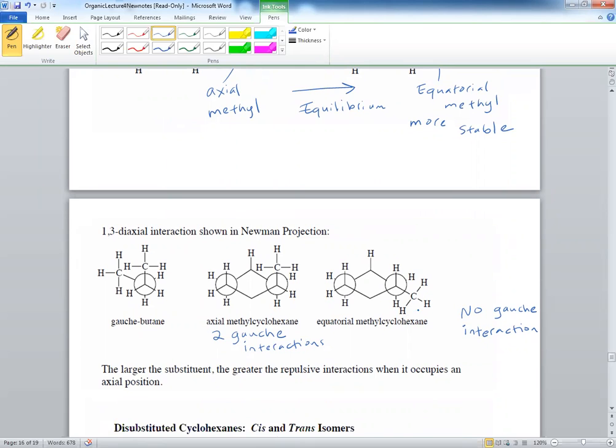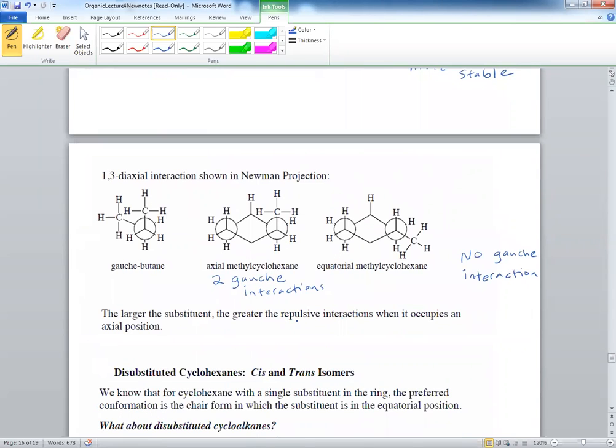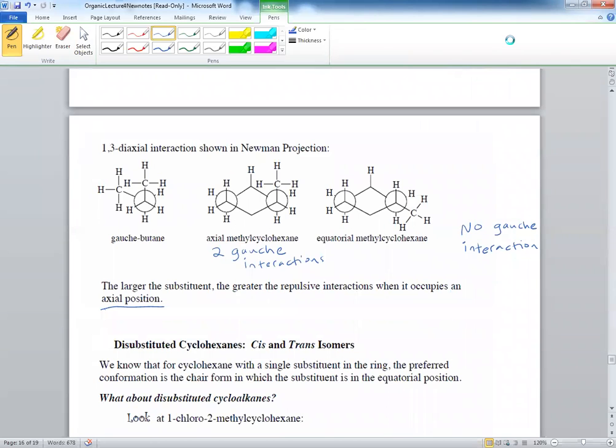gauche interaction whatsoever. The one thing you need to remember is that the larger the substituent, the greater the repulsive interaction when it occupies an axial position. So the larger it is, the more area it's taking away from the other hydrogens. So in the next video, we'll talk about disubstituted cyclohexanes and being able to draw those conformations.